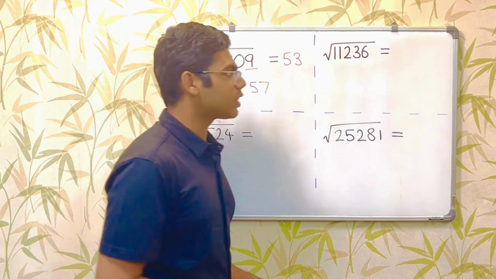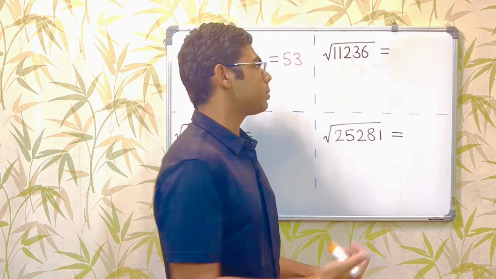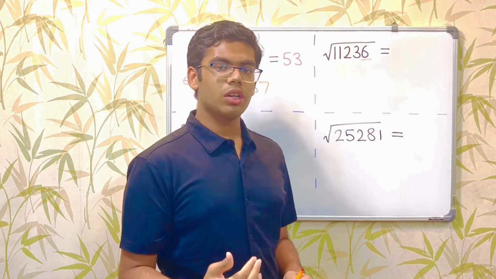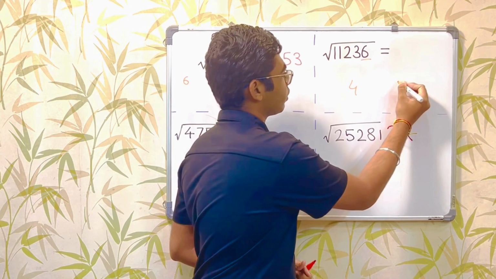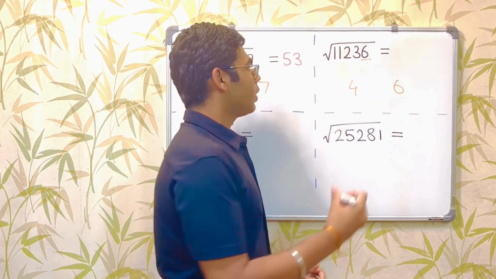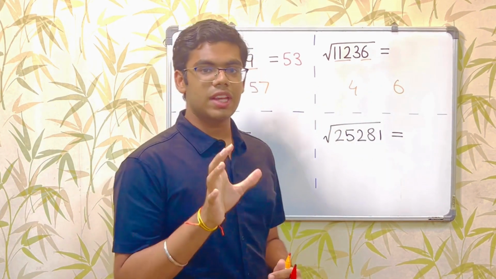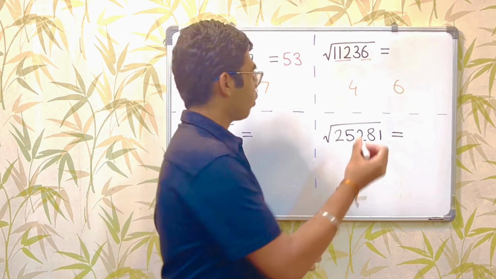Moving on to our next example, the square root of 11236. Following the same steps, the units digit is 6. So the units digit of the square root would either be 4 or 6. Moving on to our next step, we would ignore the last 2 digits. The perfect square that is less than and close to 112 is 100, which is the square of 10.